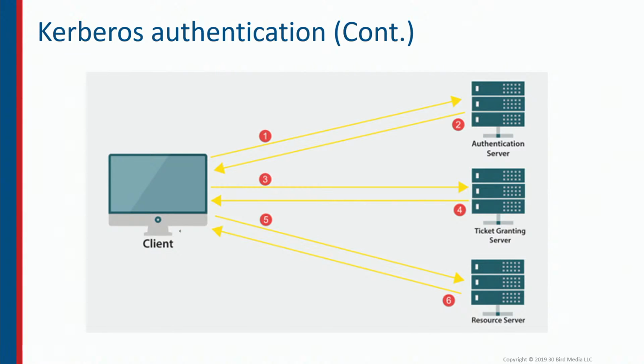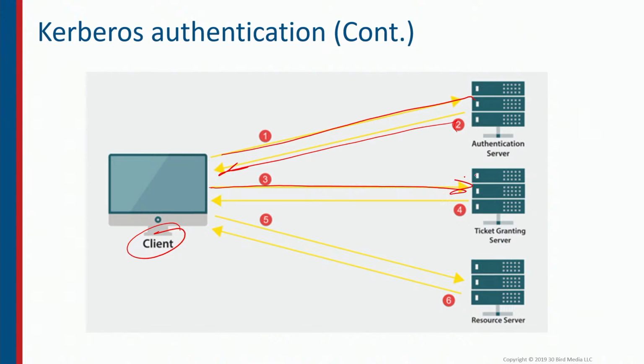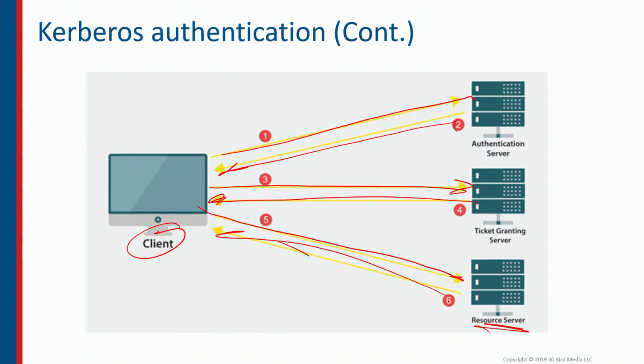So your client reaches out to the server, gets a list of, okay, you can go talk to the ticket granting server to get a ticket to what you need. Credentials go over there. You get your ticket back to access the resource server, and then you send over your request to the resource server and get it back.